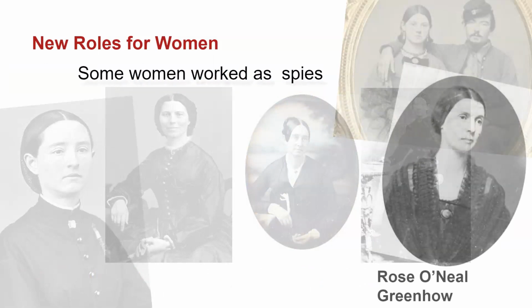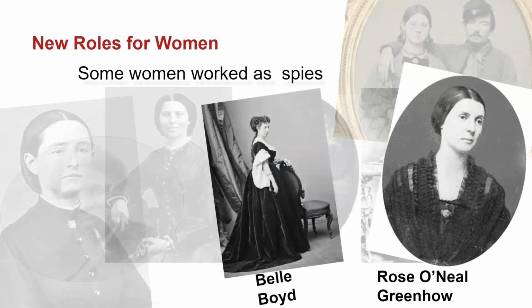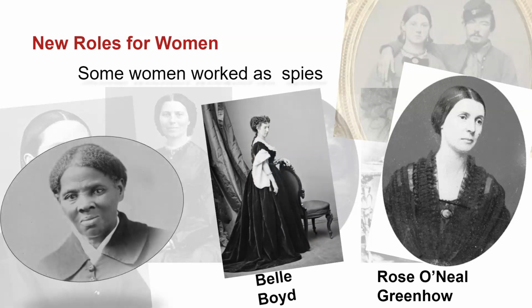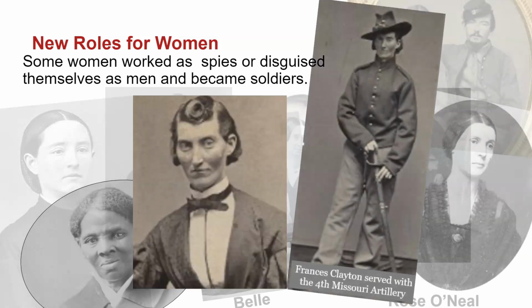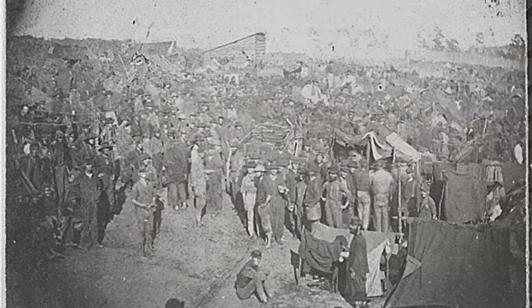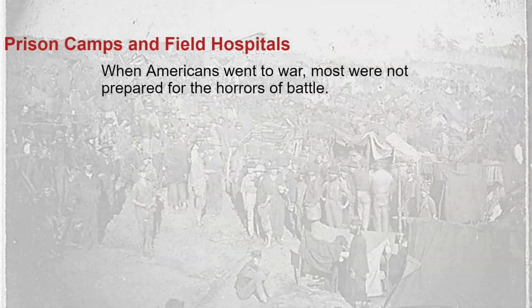We also had women serving as spies: Rose O'Neill Greenhow, certainly Belle Boyd, and of course, this third one, Harriet Tubman, all serving as spies in the war. And women served as spies for both sides, both for the Confederacy as well as for the Union. You even had some women who would disguise themselves as men in order to become soldiers. Quite famously, Frances Clayton served in the 4th Missouri Artillery as part of the Army. So you had women fighting in the war itself.